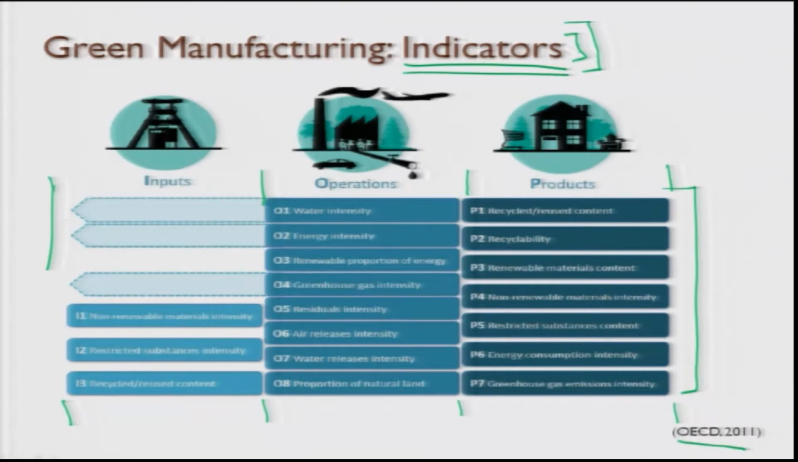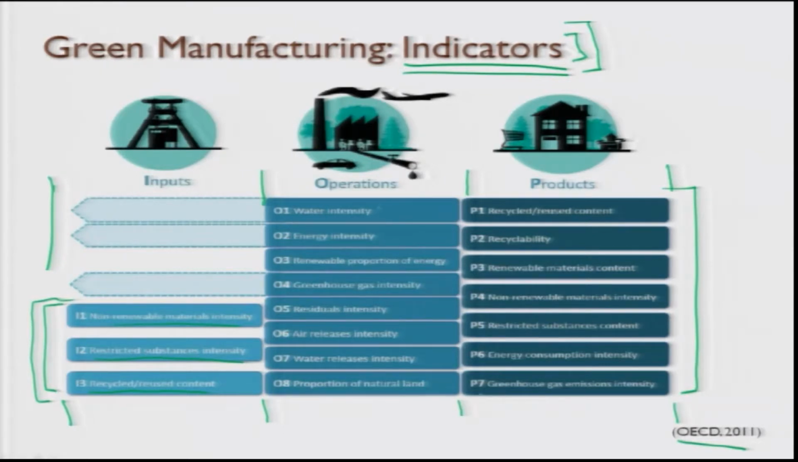So they had a total of 3 plus 8 plus 7, 18 indicators, of which 3 indicators are inputs. Inputs are non-renewable materials intensity, restricted substances intensity, and recycled and reused content. These indicators tell us how sustainable our factory is, how sustainable our manufacturing system is.